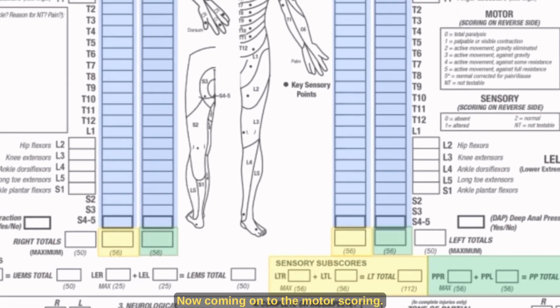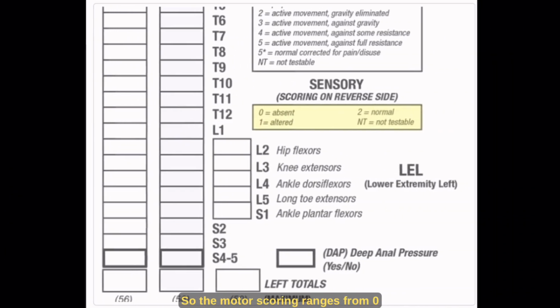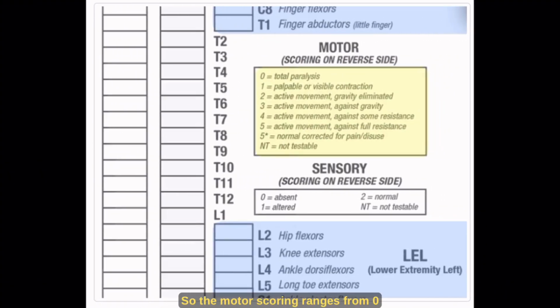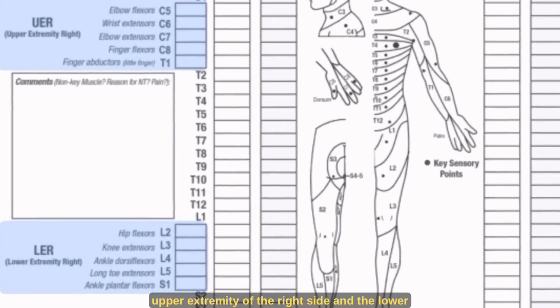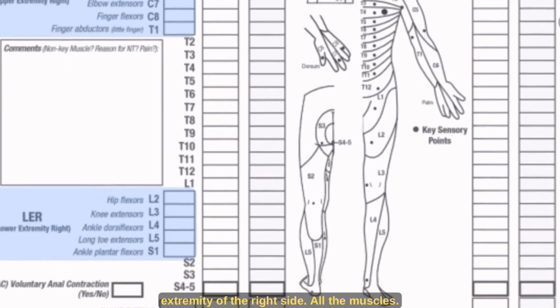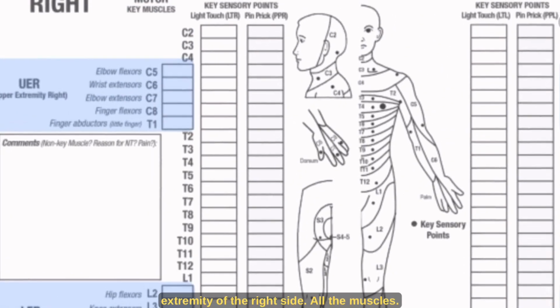Now coming on to the motor scoring. So the motor scoring ranges from 0 to 5. 0 means total paralysis, 5 means normal movement against full resistance, active movement. So here we are grading the upper extremity of the right side and the lower extremity of the right side, all the muscles and the myotomes which we have already seen in the previous videos.